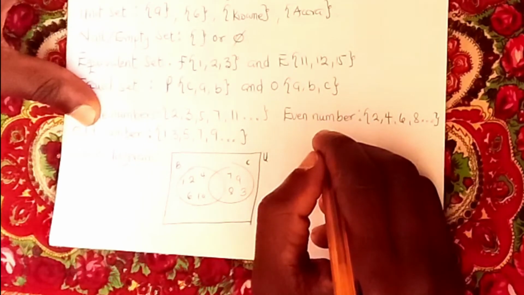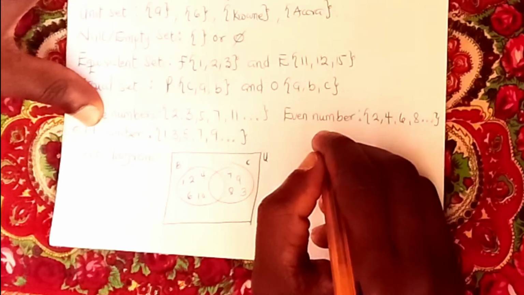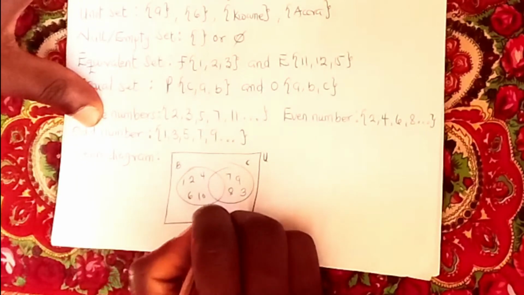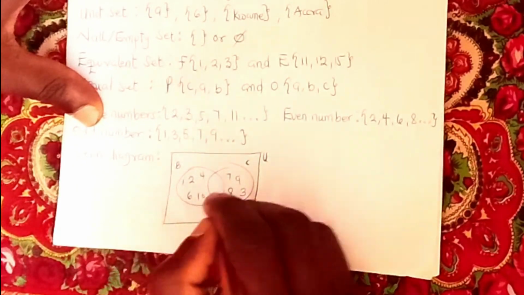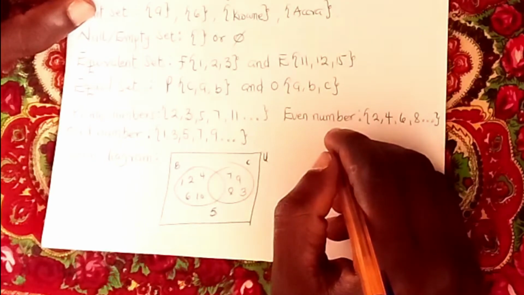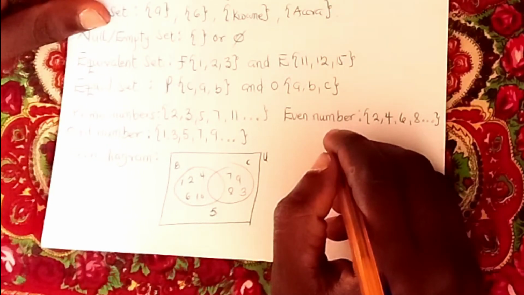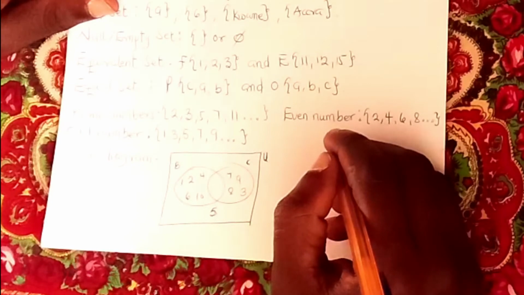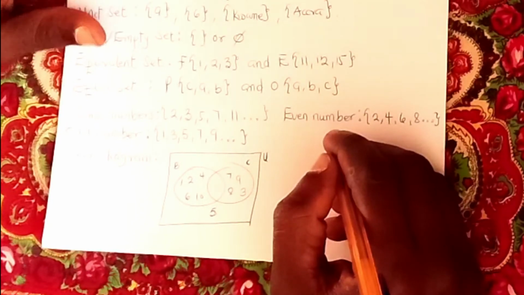Therefore, we are not done. We have some elements that were not part, so that is 5. Using Mr. Venn's diagram, we have illustrated the example used in the universal set.